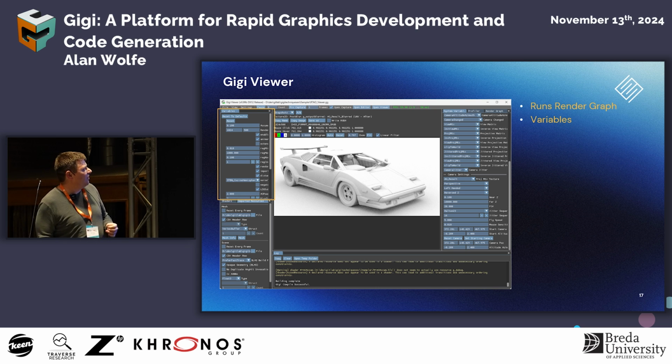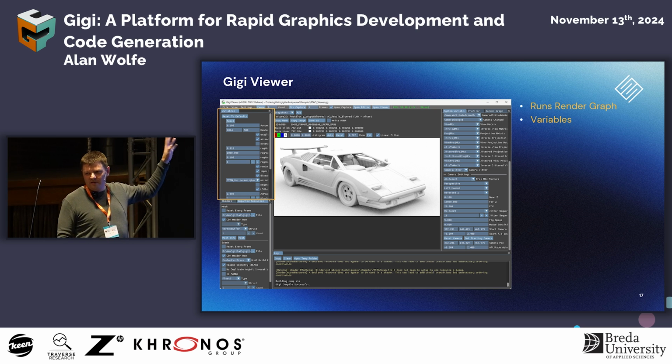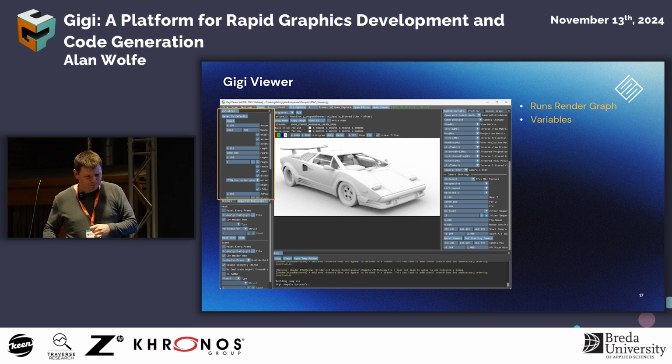In the upper left, we have the variables tab, and this is all the Gigi variables that you've declared or any of your subgraphs have declared, and you can see what their values are, but you can also modify them. And then any resources that might be sized based on these will update. And then also any shaders that read them, of course, will get the new value in their constant buffers, and you'll see it reflected in real time.